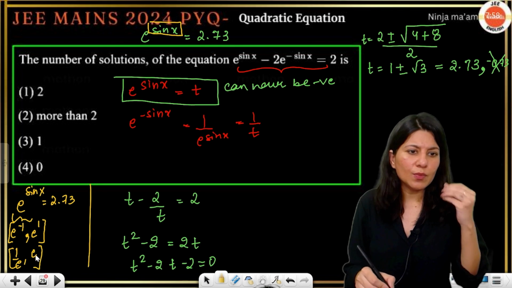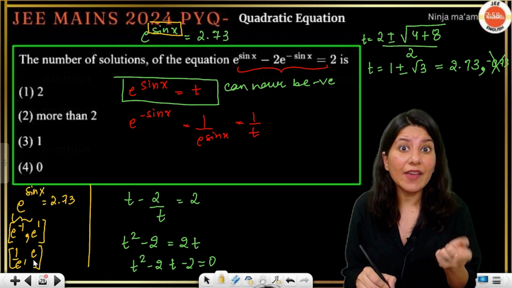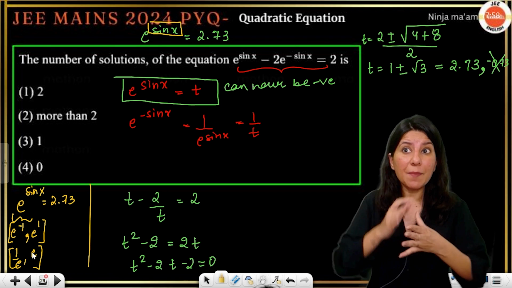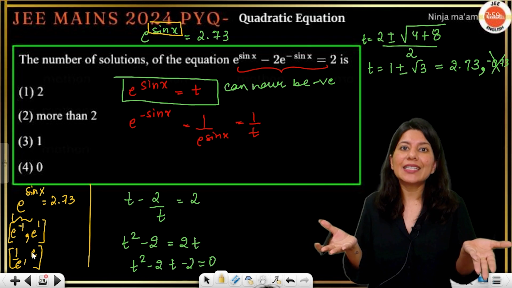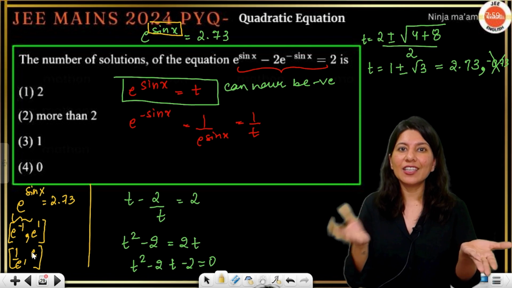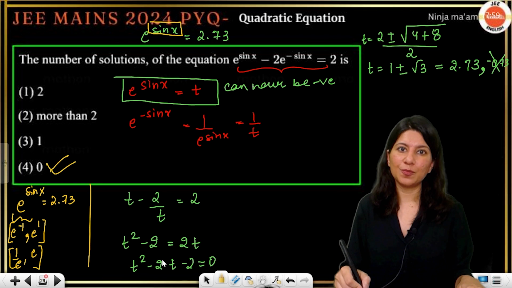1 by e, so let's talk about e. The value of e is 2.71. So left hand side maximum can become 2.71. But right hand side is what? 2.73. They cannot match. The number of solutions is clear cut 0.